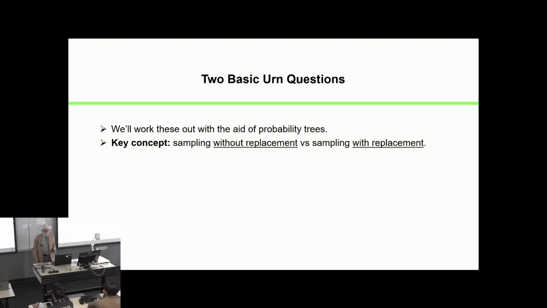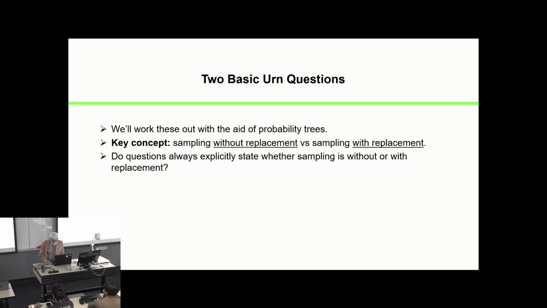A key concept is going to be the idea of sampling without replacement versus with replacement. This is something you've got to keep an eye on and make sure you understand the difference between the two ways of sampling. In the questions, a question that often comes up is, will a particular problem tell you whether it is sampling without or with replacement? No, not always. Sometimes we have to infer what the method of sampling is going to be. Again, we'll come to examples of that where it may not tell you that you're sampling without replacement, but you should understand that you are.